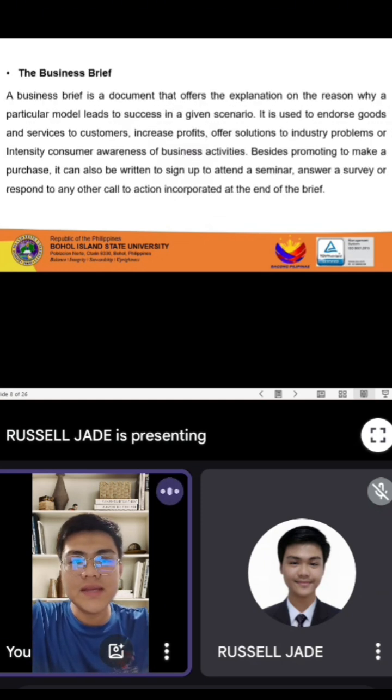So next we have the business brief. It is a document that offers the explanation on the reason why a particular model leads to success in a given scenario. It is used to endorse goods and services to customers, increase profits, offer solutions to industry problems, or intensify consumer awareness of a business's activities. Besides promoting to make a purchase, it can also be written to sign up to attend a seminar, answer a survey, or respond to any other call to action incorporated at the end of the brief.